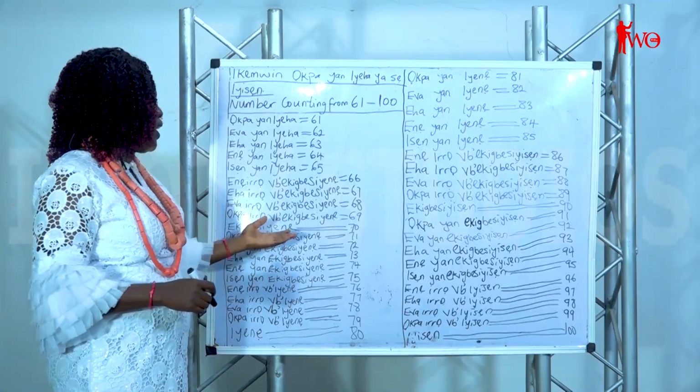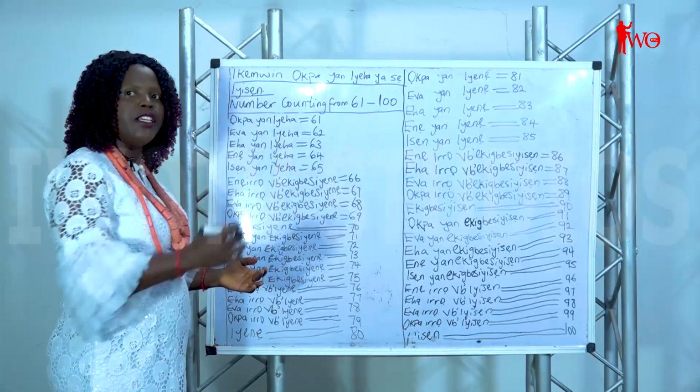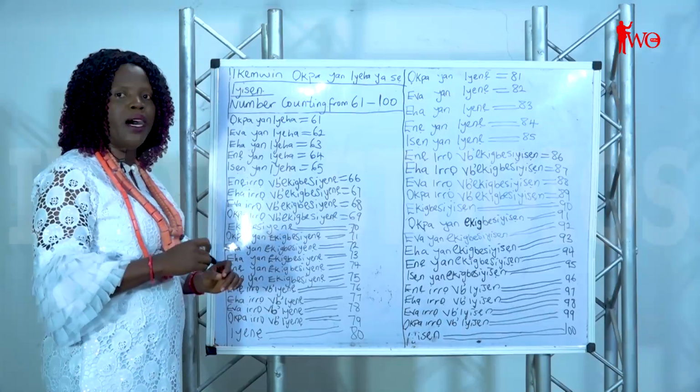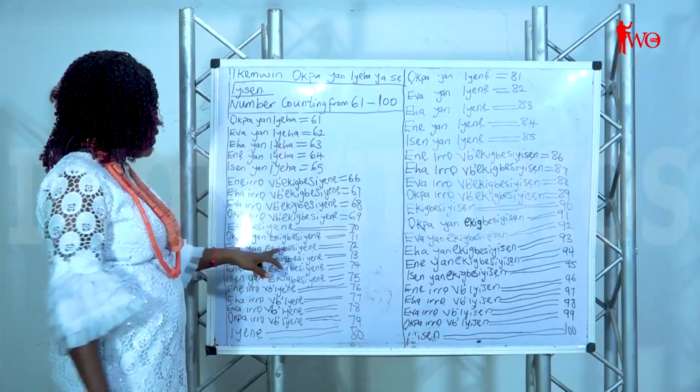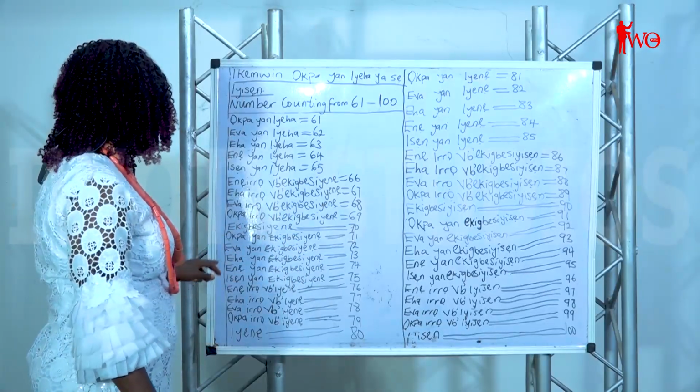I also told you that in the odd numbers, it tells us that we are approaching the even number. We are approaching the round figure even number that 20 can divide. Hence, we have iyene, which is 80.